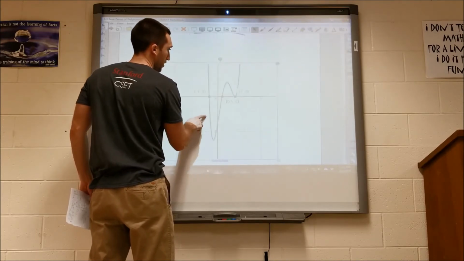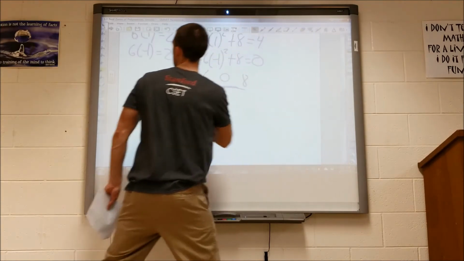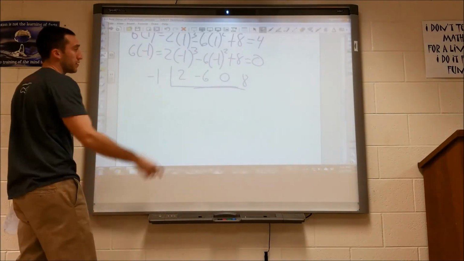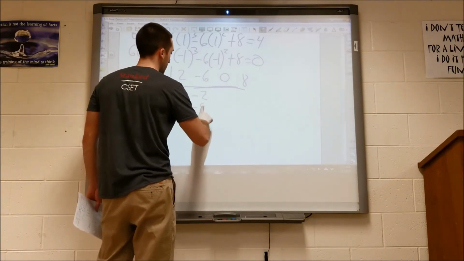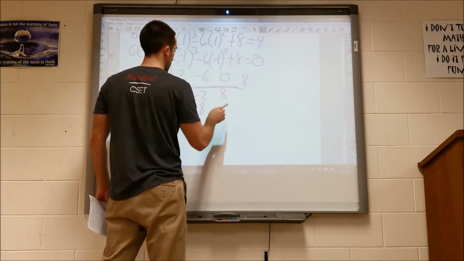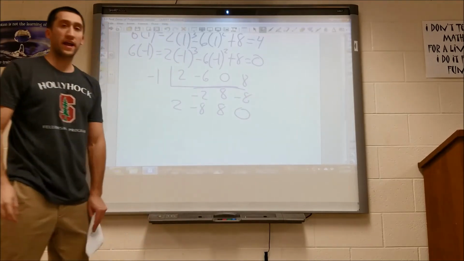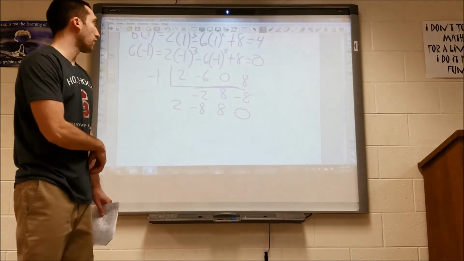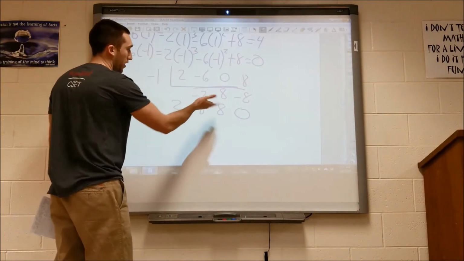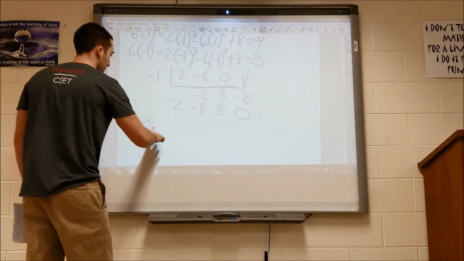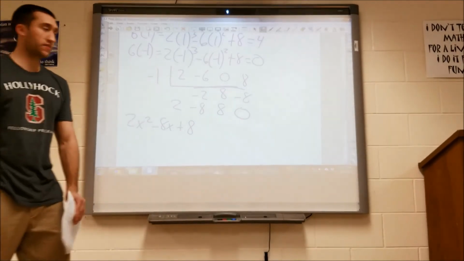Give us a little more space. Okay, so we do synthetic division. And we see that, in fact, -1 was a 0 of my polynomial. So now I'm left with a quadratic. Now I should be able to factor that.